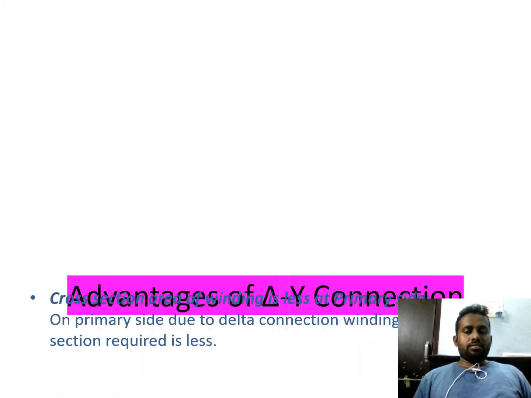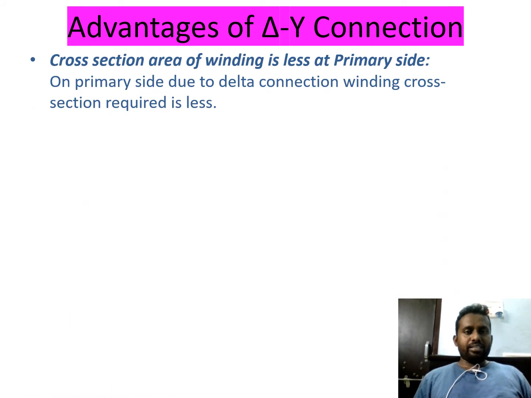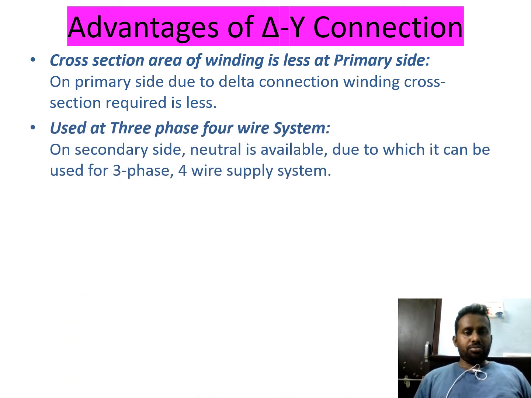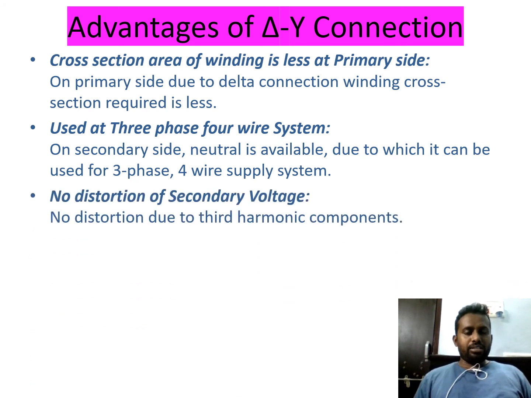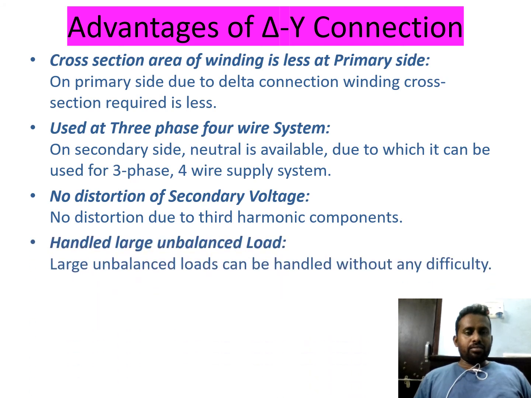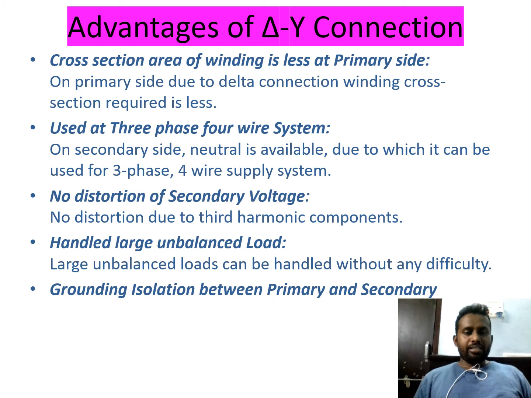What are the advantages of this? The advantages of delta star type: cross section area of the winding is less at the primary side, it can be used in a three phase 4-wire system, and there is no distortion of secondary voltage due to third harmonic component. No third harmonic. Handles large unbalanced loads. Grounding isolation between primary and secondary is available. So these are the advantages.